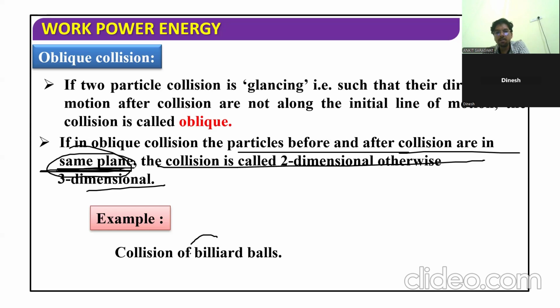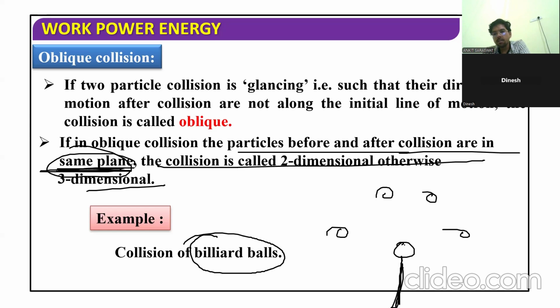Collision of billiard balls. You know billiard balls? Many balls are there. You take one ball, take one stick. When you strike, this ball is going to touch like this, moving like this. After this, it is going like this. Billiard ball.